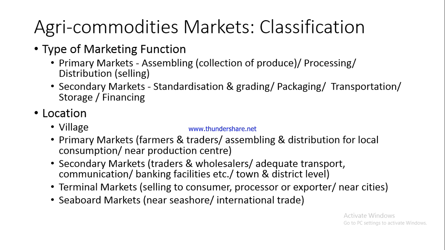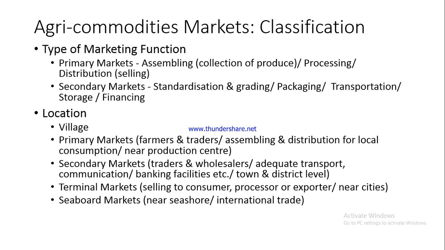And then we've got the seaboard markets. Seaboard markets are basically near the seashore, and naturally if the market is located near the seashore, there is a purpose behind it. The purpose is that the agri-commodities would either be exported from there to some other country, or there might be an import of such agri-commodities from some other countries. So seaboard markets are basically meant for international trade between two or more countries, and that is why they are located near the seashore. So you would find that they are near the ports and the seashore. So these kind of markets are called the seaboard markets.